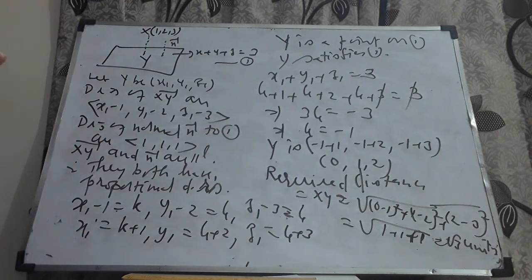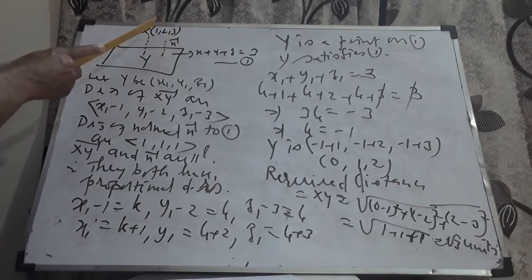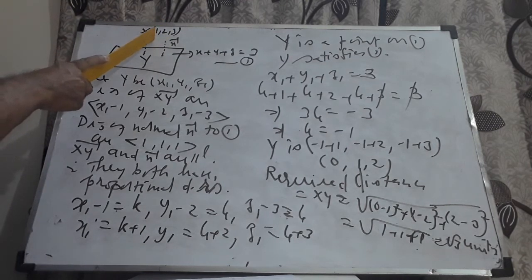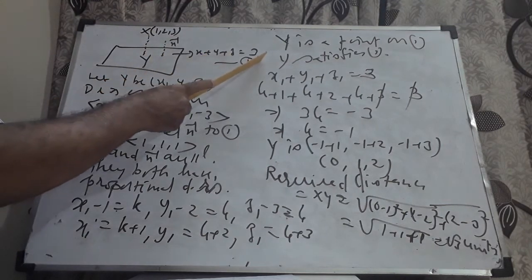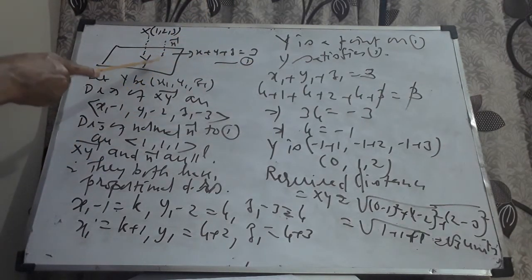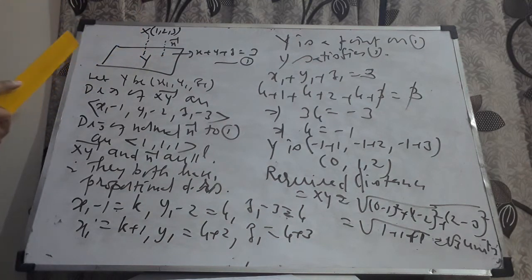Let me repeat the whole process, just listen carefully. You are given point X (1, 2, 3) where one boy is standing. Another boy is moving around the plane x plus y plus z equal to 3. At one point of time he stops at Y, where Y happens to be the foot of the perpendicular from X to the given plane. What is the distance between the two boys? That's the question given to you.